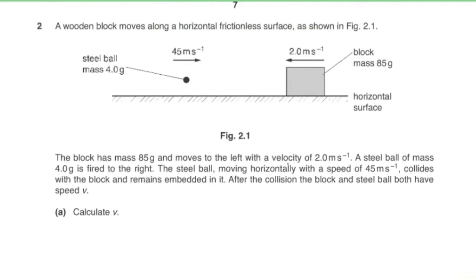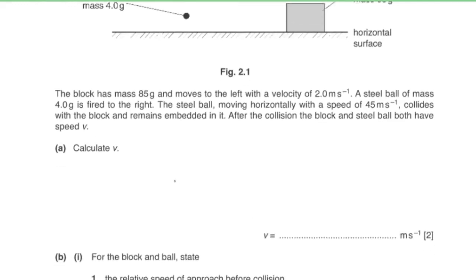Question number 2. A wooden block moves along a horizontal frictionless surface as shown in figure 2.1. The block has mass 85 grams and moves to the left with a velocity of 2 meters per second. A steel ball of mass 4 grams is fired to the right. The steel ball, moving horizontally with a speed of 45 meters per second, collides with the block and remains embedded in it. After the collision, the block and steel ball both have speed v.